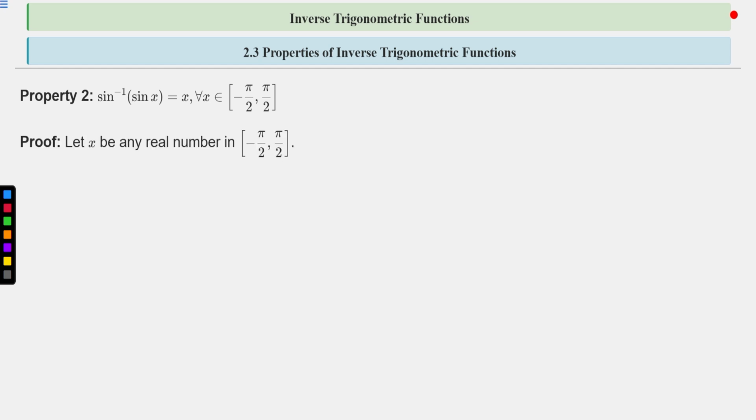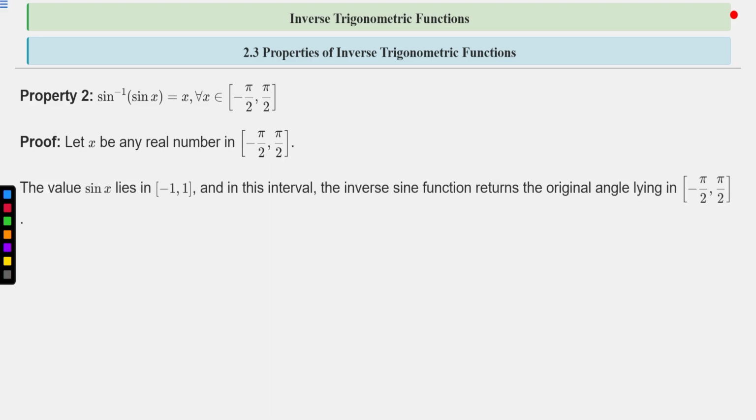Let x be any real number in minus pi by 2 to pi by 2, right? So the value of sine x lies in -1 to 1, and in this interval, the inverse sine function returns the original angle lying in the interval minus pi by 2 to pi by 2. Got it?